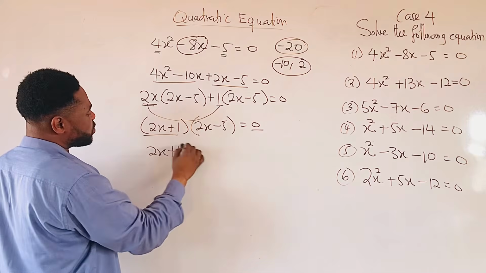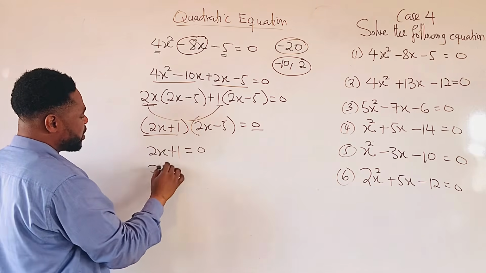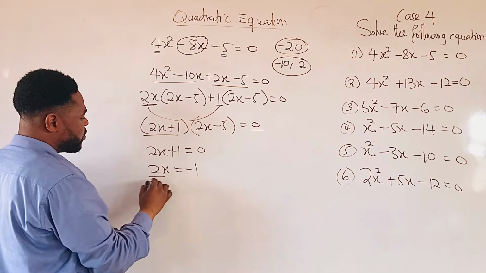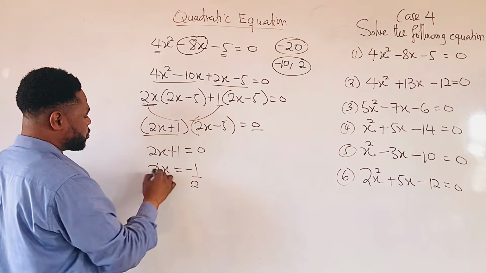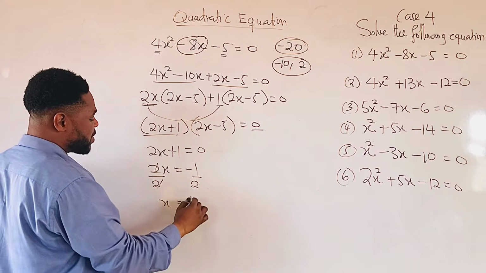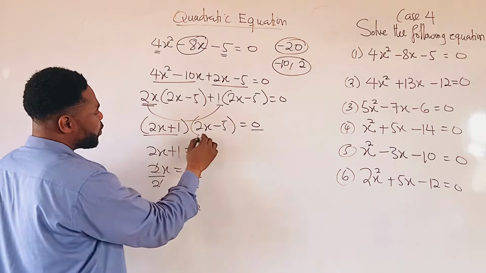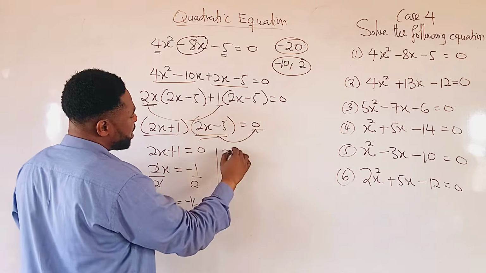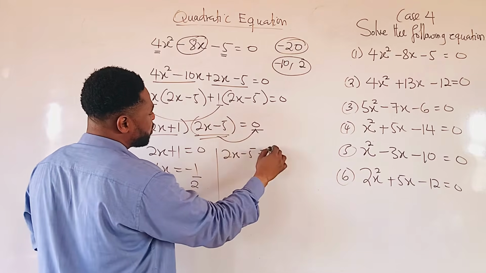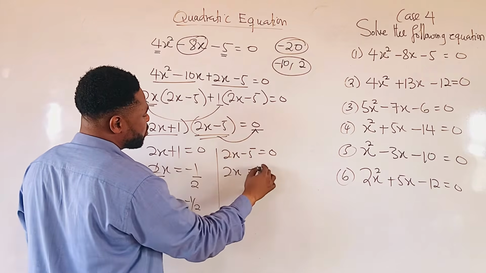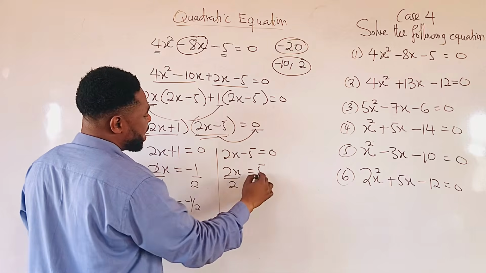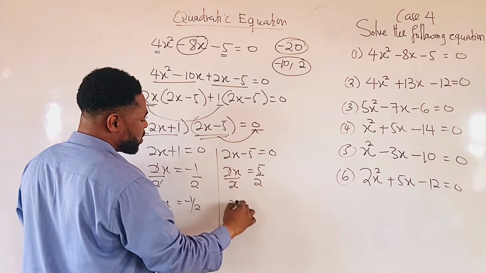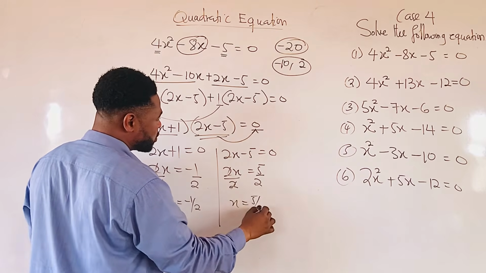So 2x plus 1 equal to 0. 2x equal to minus 1. We divide here by 2, here by 2. So x will be equal to minus 1 over 2. We also pick this, we equate it to 0 to solve for x. So we have 2x minus 5 equal to 0. 2x equal to 5. Divide here by 2, here by 2. So x will be equal to 5 over 2.